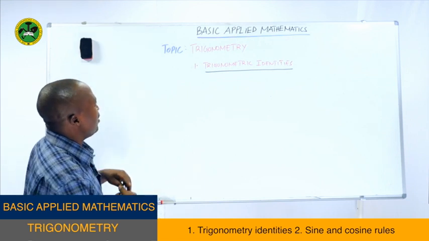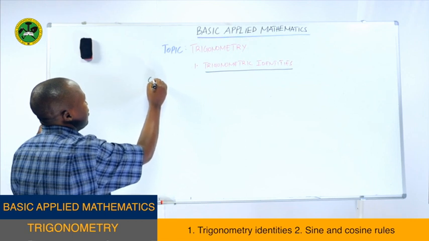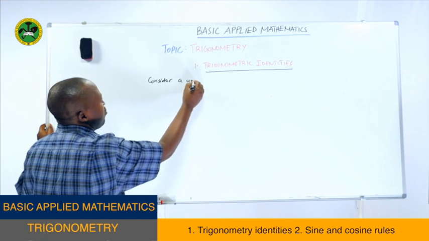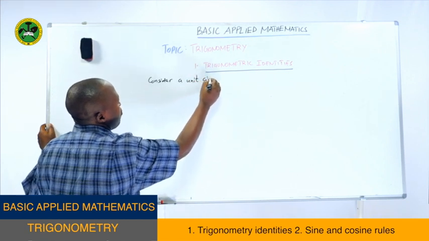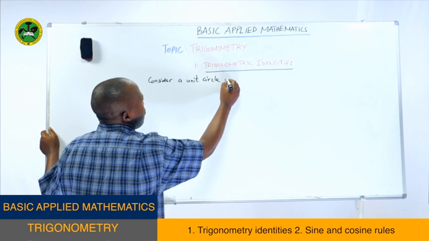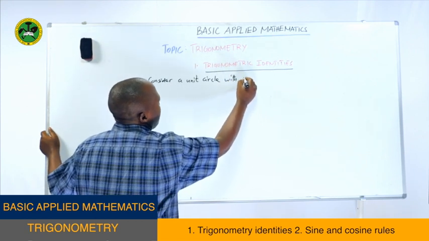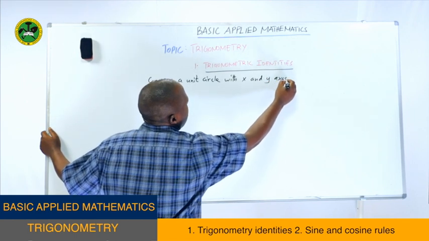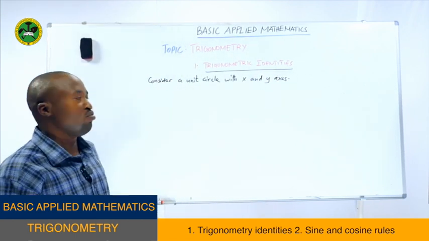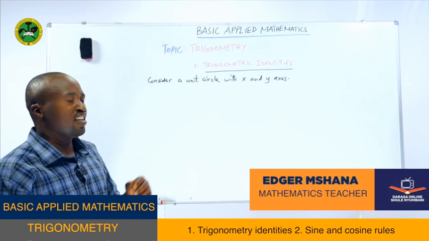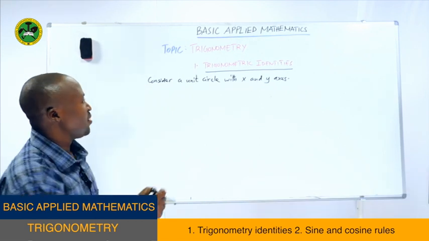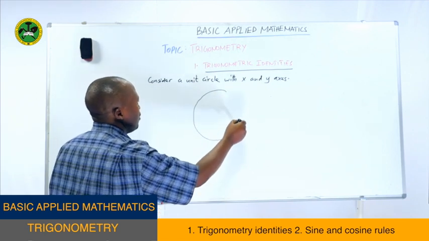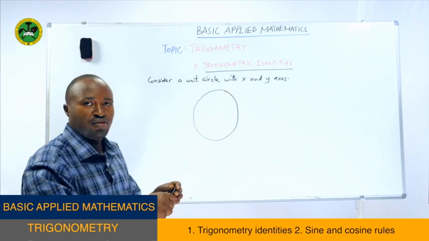Now, students, consider a unity circle with x and y axis. Here we are going to consider a unity circle with x and the y axis. Let us make a sketch here. This is our unity circle.